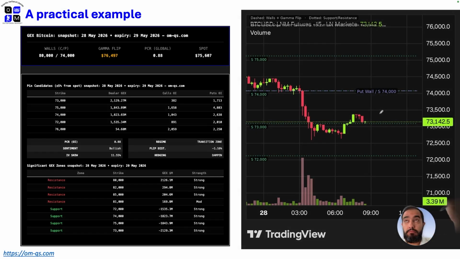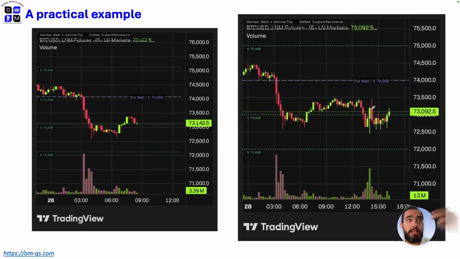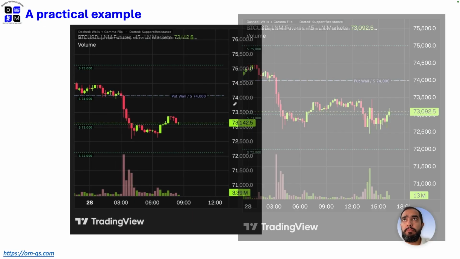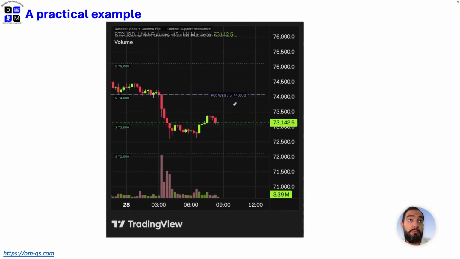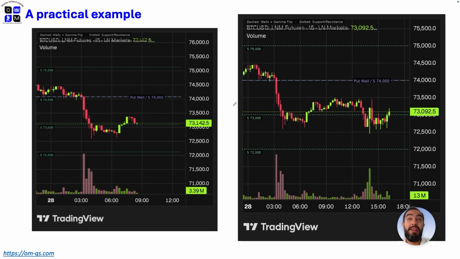Another example, our friend Bitcoin. This is for today, right? 28. That was the reading from omqs.com. These are the plots early in the morning again, right? Cool. What has happened during the day? Let's check it out. Yes, it was a pretty bad day for Bitcoin. So we are in an environment that is not favorable for moving up at the moment. Bitcoin did not even have any reaction because of the war?